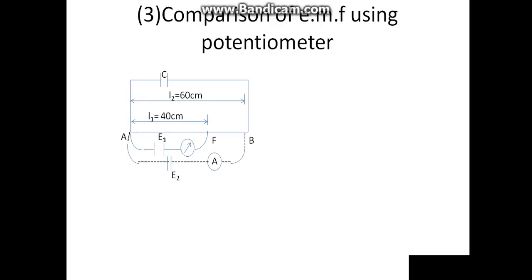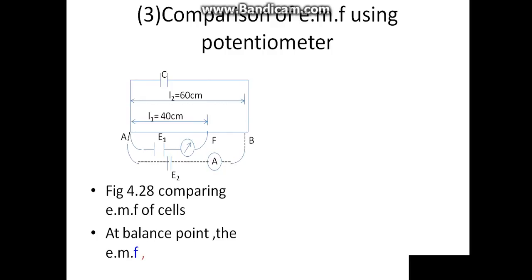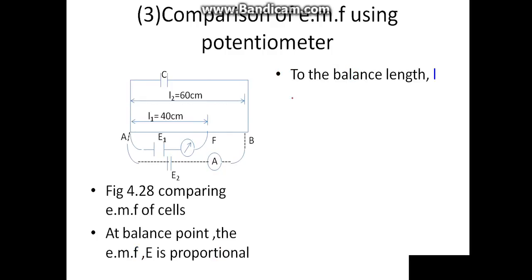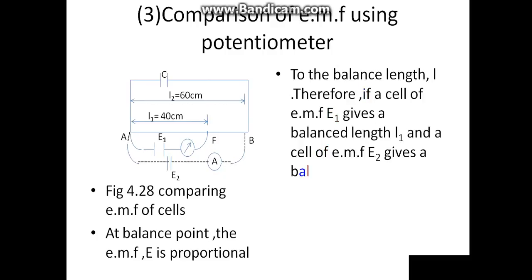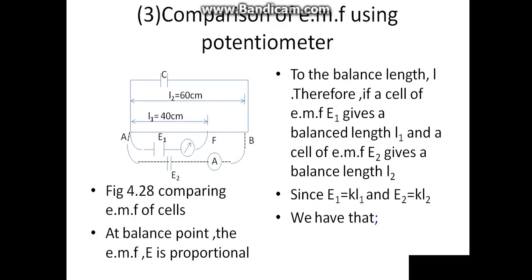Comparison of EMF using a potentiometer. Figure 4.28 compares the EMF of cells. At a balance point, the EMF capital E is proportional to the balance length L. Therefore, if a cell of EMF E1 gives a balance length L1 and a cell of EMF E2 gives a balance length L2, since E1 is equal to KL1 and E2 is equal to KL2, we have that E1 over E2 equals L1 over L2.